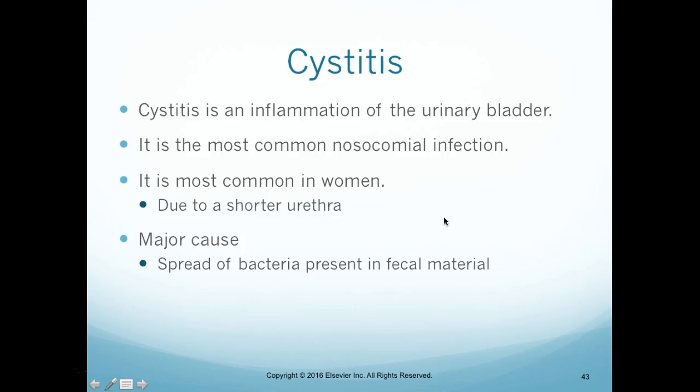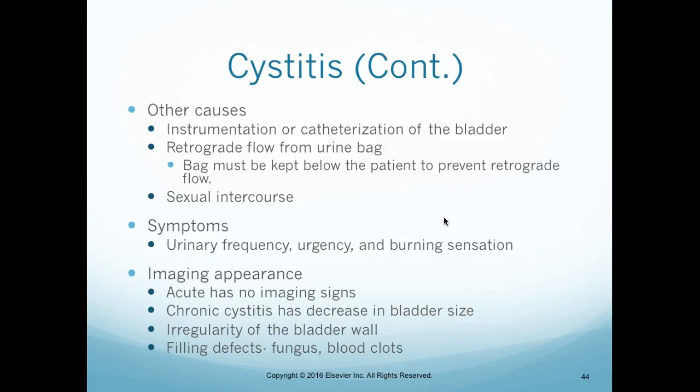It's too bad. Going into cystitis, inflammation of the urinary bladder, most common nosocomial infection. It's more common in women. Why? We have a shorter urethra. And the major cause is spread of bacteria present in fecal material. So other causes are instrumentation or catheterization of the bladder, retrograde flow from a urine bag, so make sure you keep the bag below so it doesn't flow back into the bladder, and it also can be caused from sexual intercourse. The symptoms are urinary frequency, urgency, and burning when they urinate.